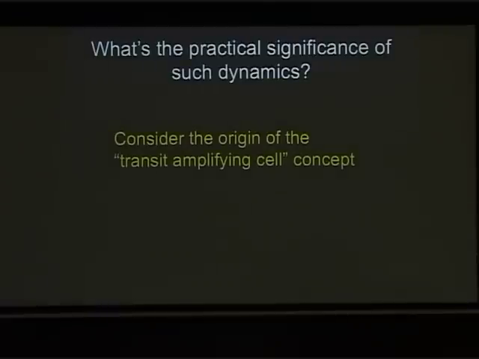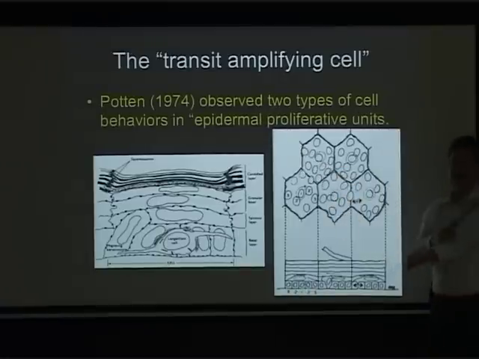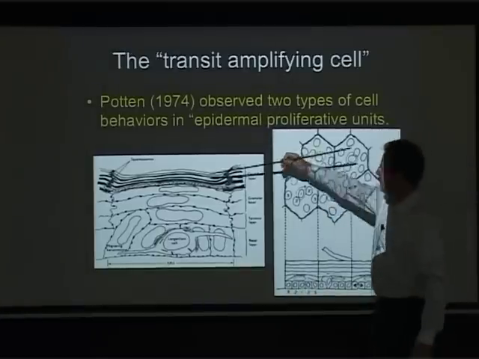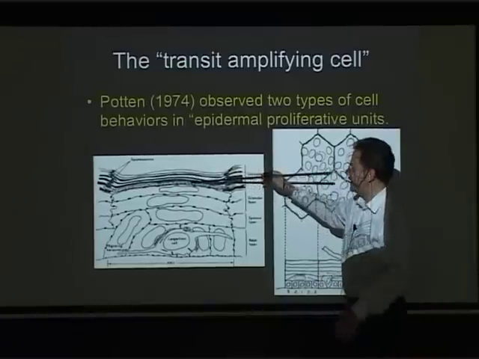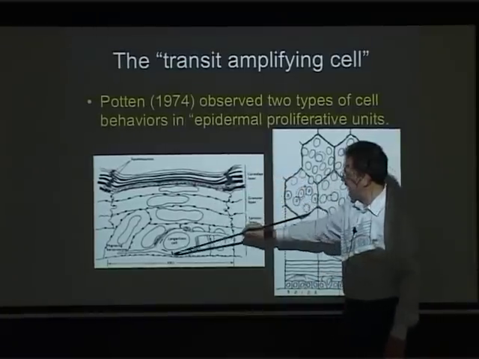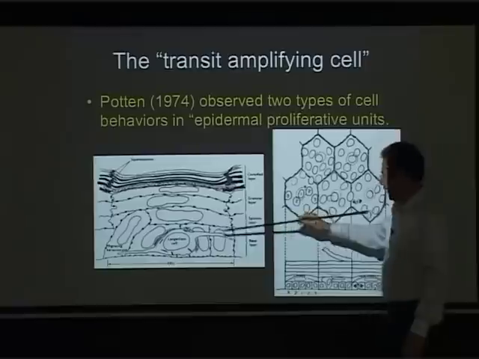So one of the ways in which understanding these branching dynamics is of practical significance is in another concept that emerged in the stem cell field called the transit amplifying cell. This is a term very commonly used by stem cell biologists, and it comes from this work in 1974 from Chris Potten, who was looking at the skin. So if you look down in the skin, here's the cornified layer, that's the thick outer, dead layer basically, and then below that there are these cells, and at the very base there are some cells that are actually dividing. The ones down here are dividing.